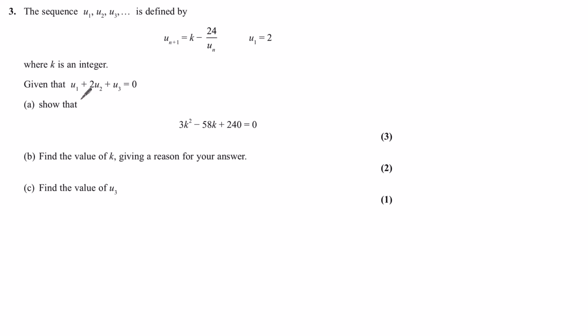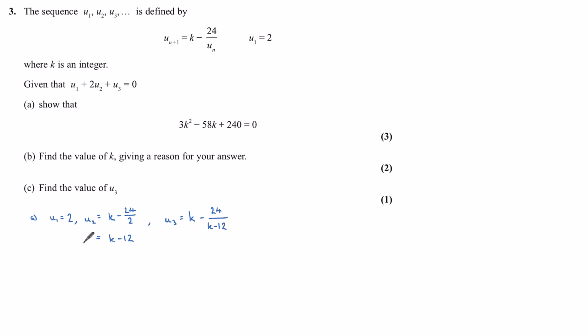Well, we've got u1 plus 2u2 plus u3, so let's find u2 and u3. We are given that u1 is 2. Here is our iterative formula: the next term is equal to k minus 24 divided by the previous term. So u2 is k minus 24 divided by u1, which is 2. We can simplify 24 over 2, so u2 is k minus 12. Now u3 will be equal to k minus 24 over u2, that is k minus 24 over k minus 12.